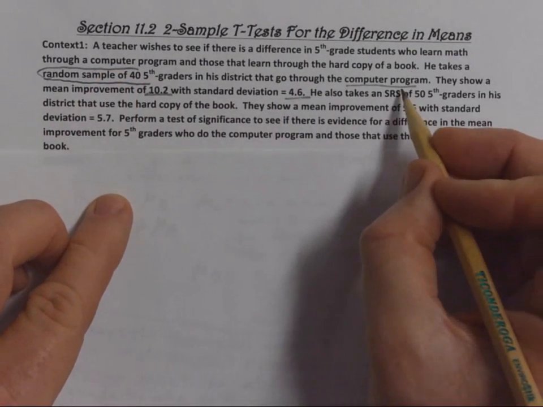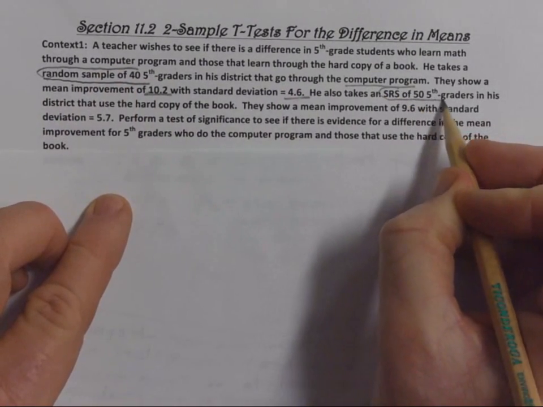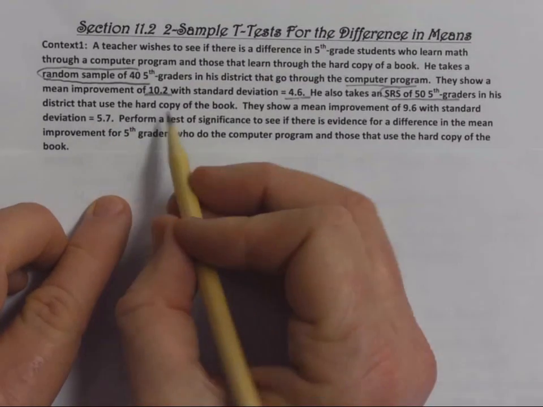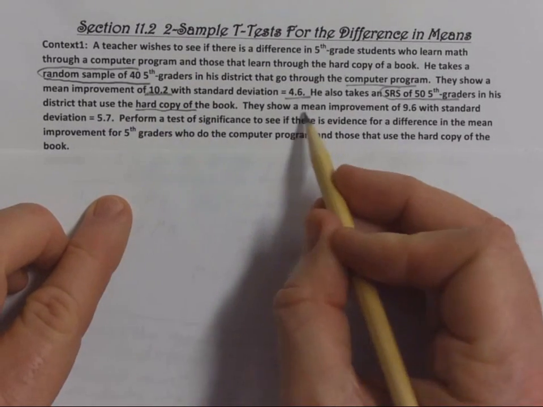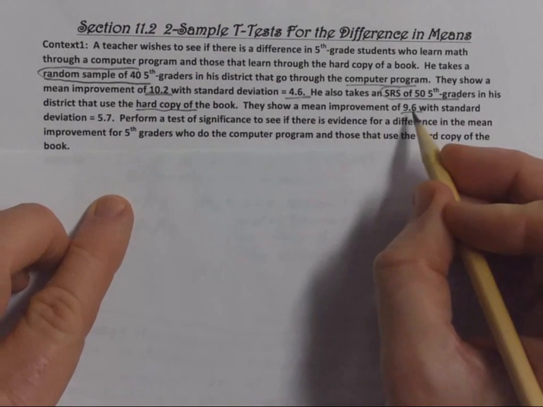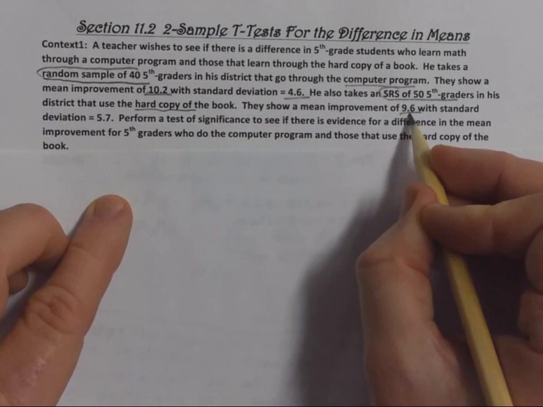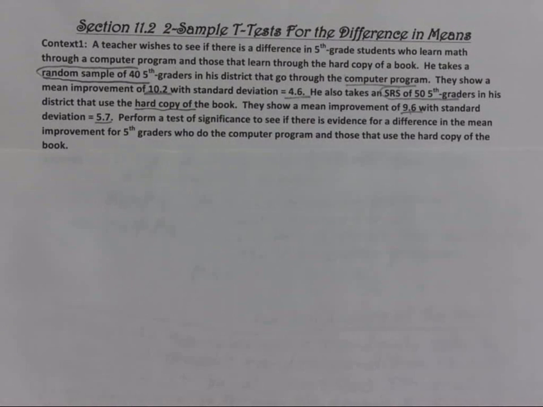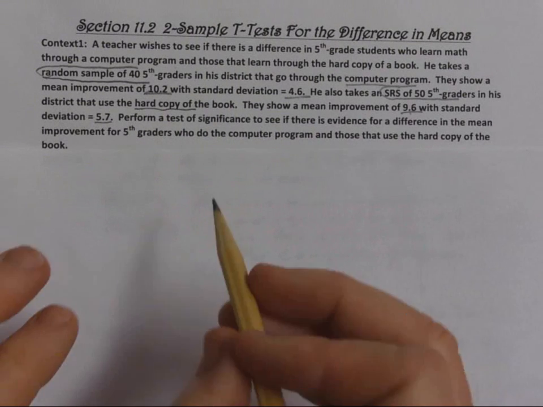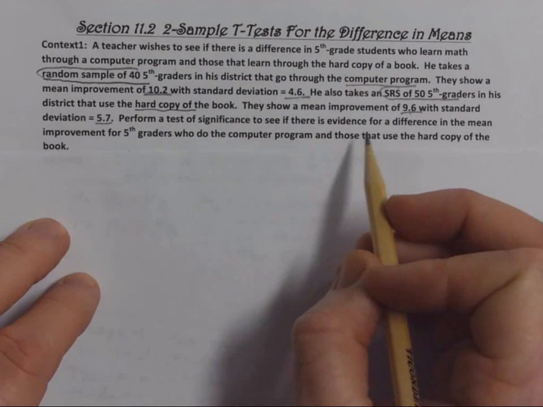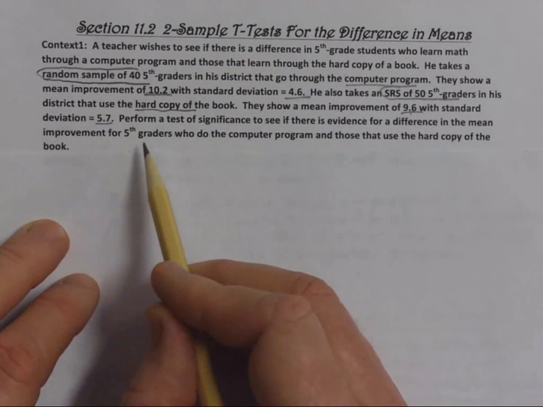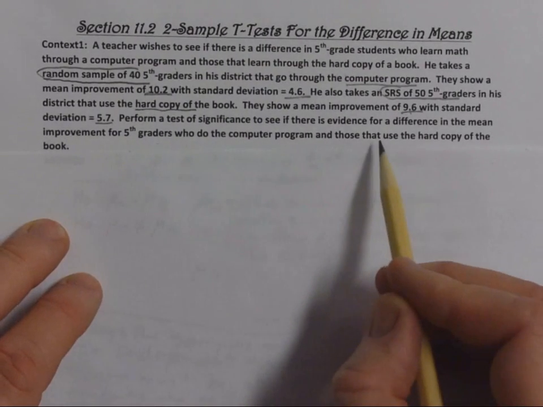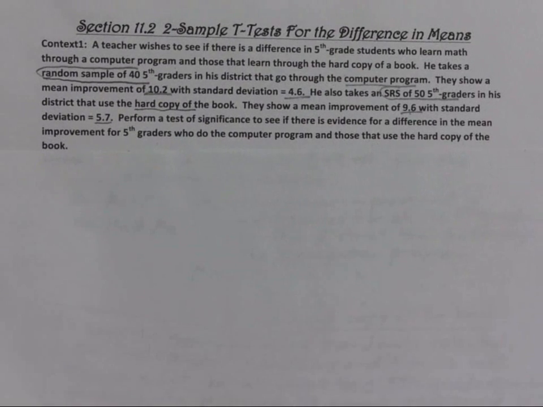He takes an SRS, that's also random, SRS of 50 fifth graders in his district and uses the hard copy of the book. They show a mean improvement at 9.6. That's another x bar. That is not a mu. Okay, and then with the standard deviation of 5.7, and that's the other s, the other standard deviation for the sample. It's not a sigma. All right, perform a test of significance to see if there's evidence for a difference in the mean improvement for the fifth graders who do the computer program and those that use the hard copy of the book.